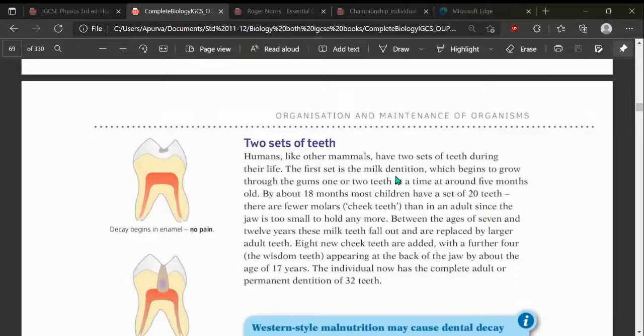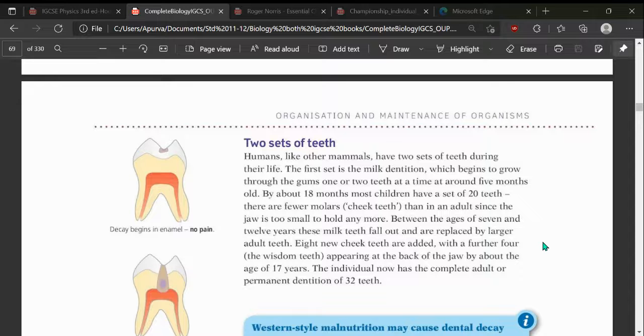Your milk dentition, or your milk teeth, begin to grow through the gums, one or two teeth at a time, at around 5 months old. I said that you will have all of them at around two, but apparently it's 18 months. There are fewer molars, cheek teeth, than in an adult since the jaw is too small to hold any more.